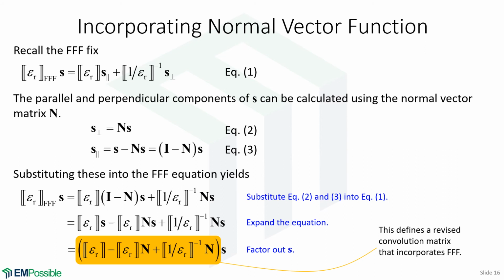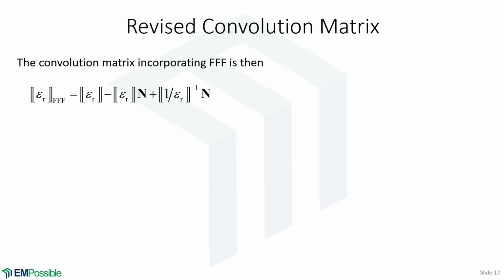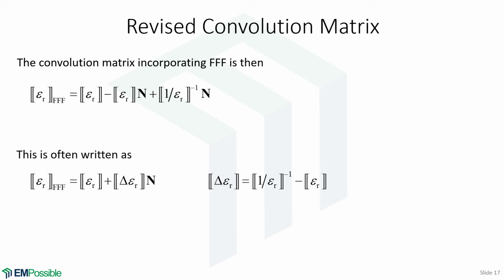Let's think a little bit more about that. So this is the equation from the other side. This is our convolution matrix now that's incorporating fast Fourier factorization. We can express this a slightly different way. We can express this as our ordinary convolution matrix before we even considered fast Fourier factorization and add a correction term, if you will. And algebraically, this expression equals this expression up here if this delta convolution matrix is our sort of double reciprocal convolution matrix minus our standard convolution matrix. And that's neat. So this is our correction to the convolution matrix due to fast Fourier factorization. So this really tends to be the preferred form to write this in.